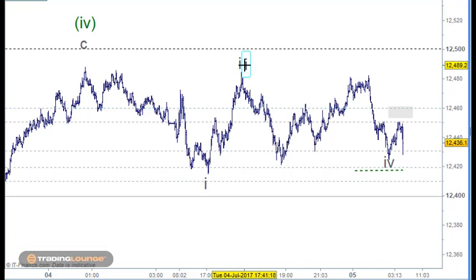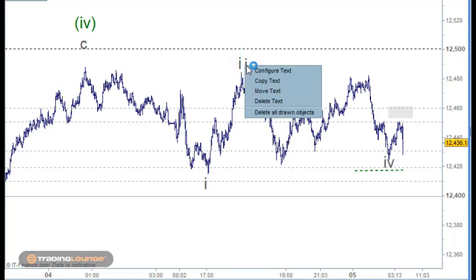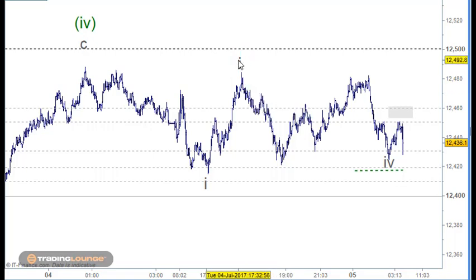So I'm just going to clean these up here because I don't think that that's the case here. I think this is a corrective pattern with more to the upside, but I can't prove it, and I don't have any evidence of that.